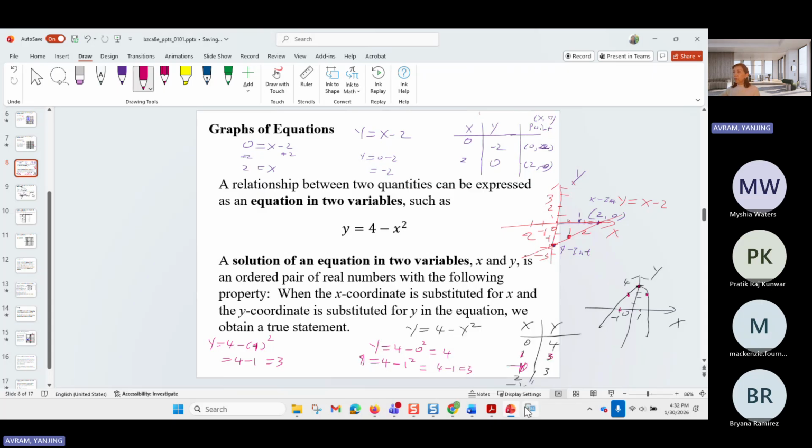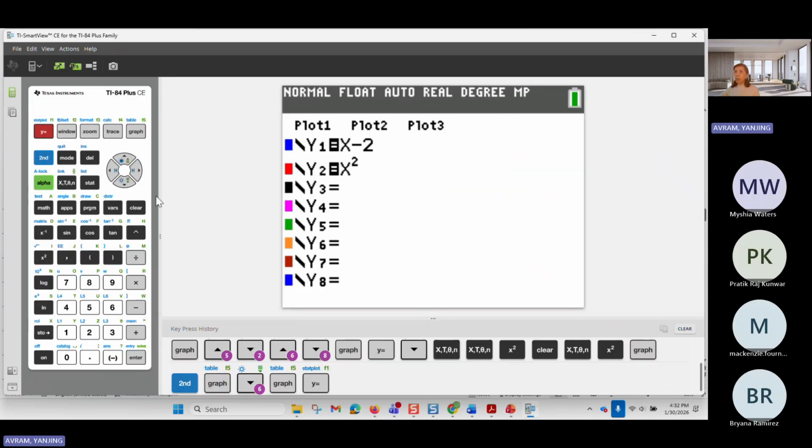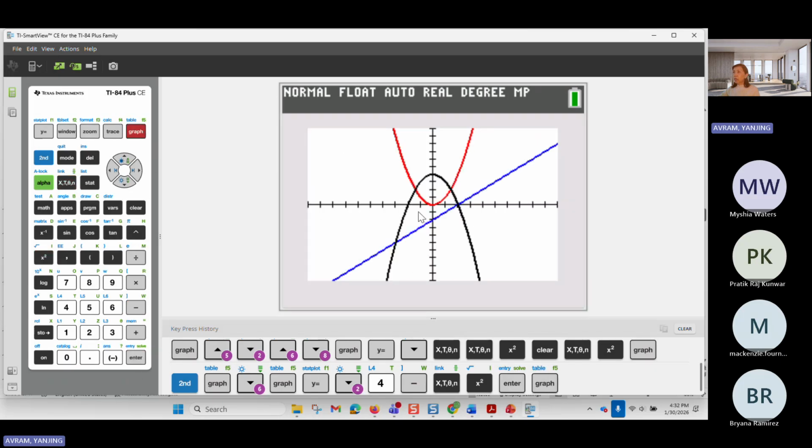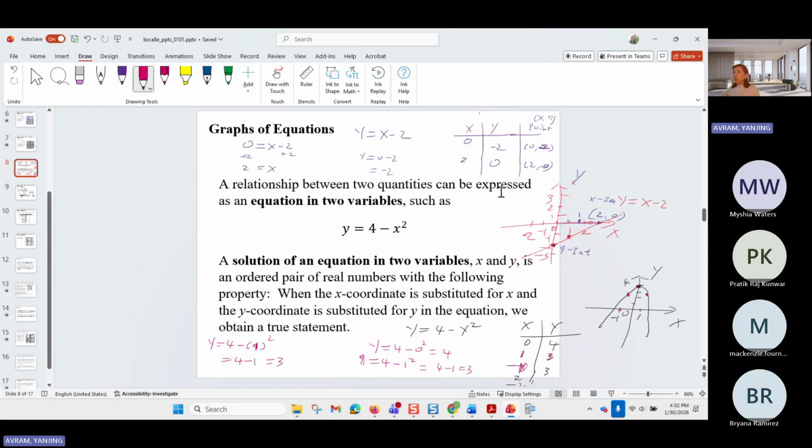You can also make a graph in a calculator. Okay, so we have this one, 4 minus x squared, right? We can do the y3 for that one. Okay, so now we can see this y3 is a parabola upside down because the coefficient of the x squared is negative. So this whole thing is facing down and then moves up 4 units in here compared to the red one. All right, so that is how we make a graph.